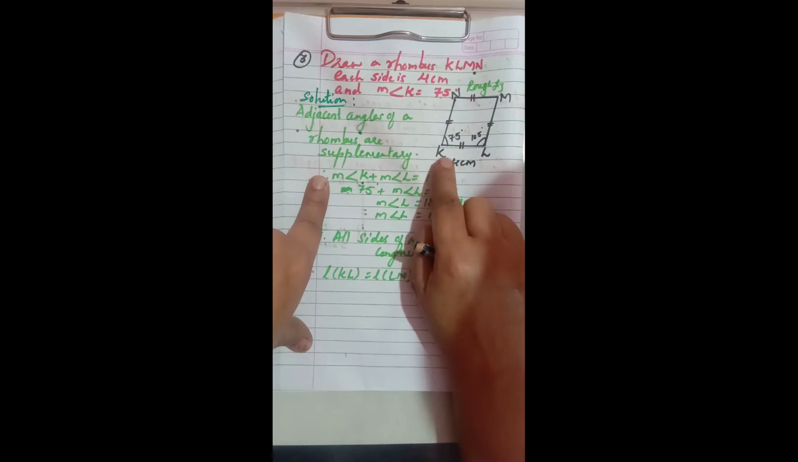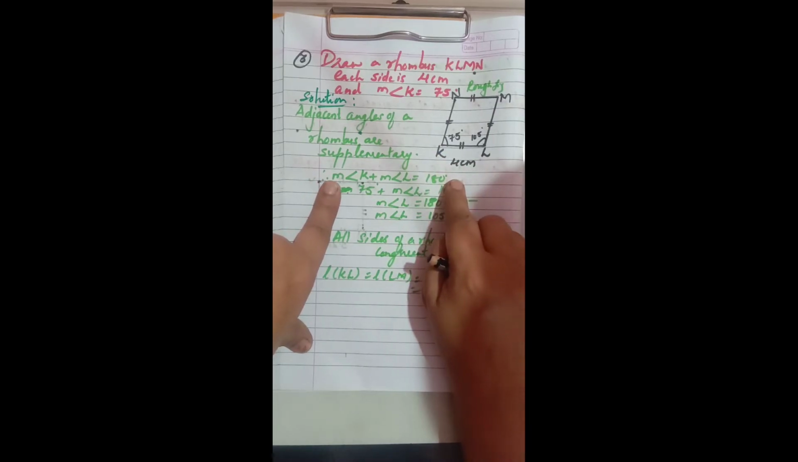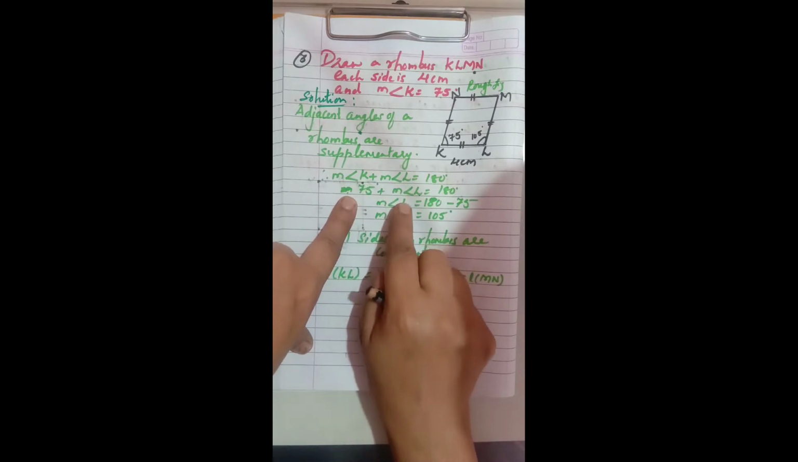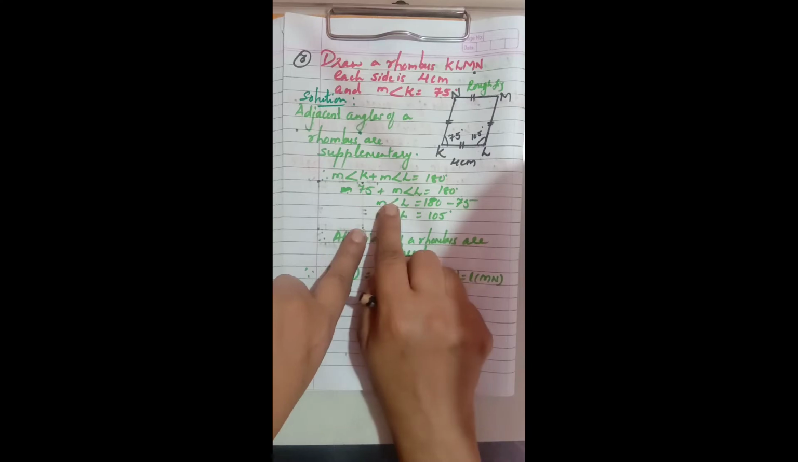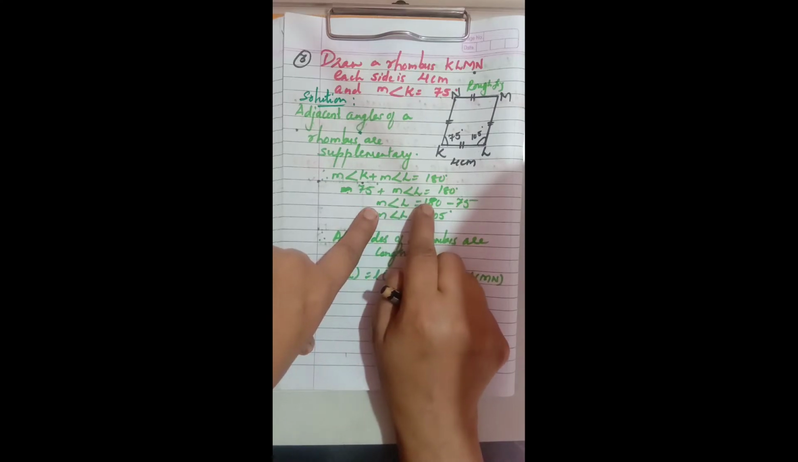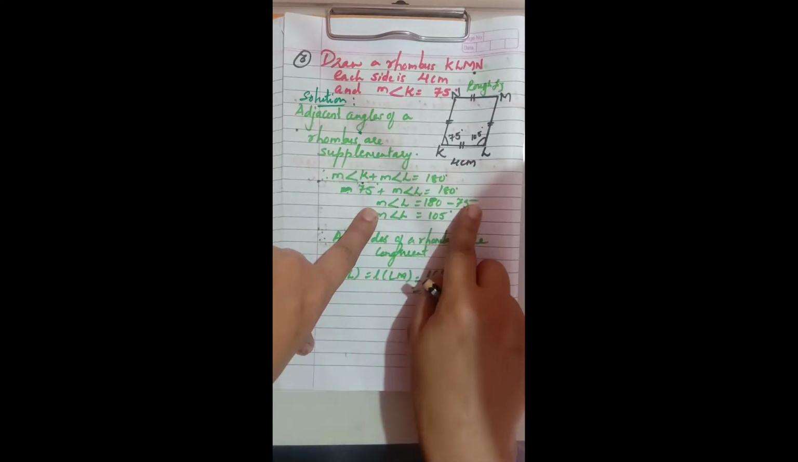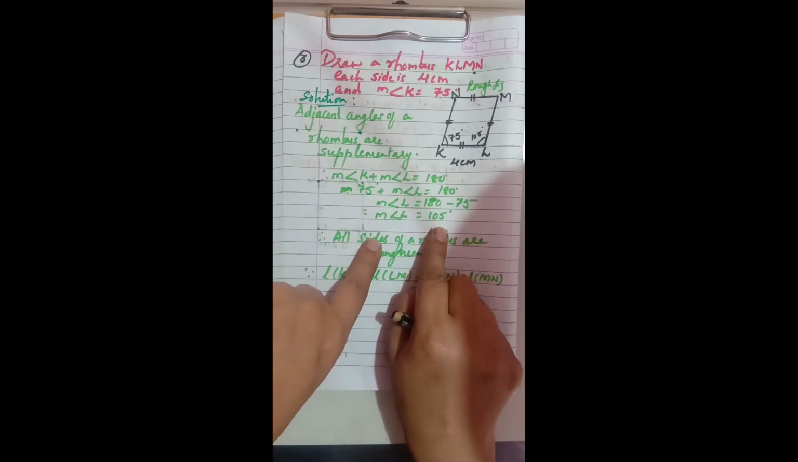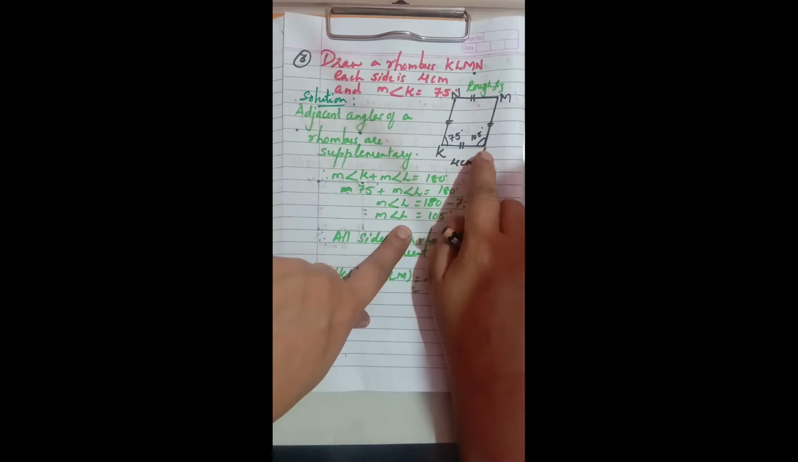Measure of angle K plus measure of angle L is equal to 180 degree. Angle K is 75, plus measure of angle L is equal to 180. So measure of angle L is equal to 180, taking that side, minus 75. Angle L is equal to 105. So we have written angle L is equal to 105 degree.